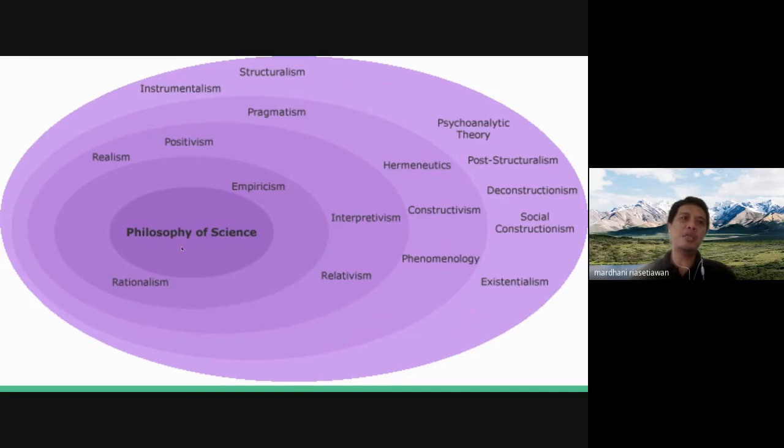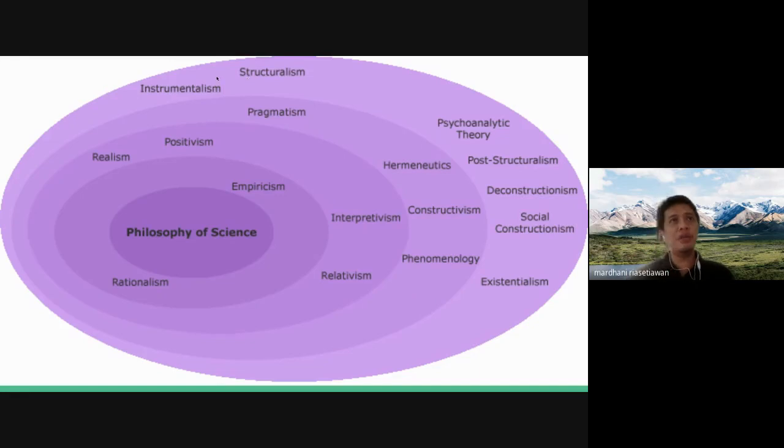Let's see the perspective, only the perspective. When we discuss the philosophy of science, of course, we will also discuss rationalism and empiricism. We also have realism, positivism, interpretivism, and negativism. So this is a lot of genres to discuss. We also have the next level of pragmatism, hermeneutics, constructivism, and phenomenology.